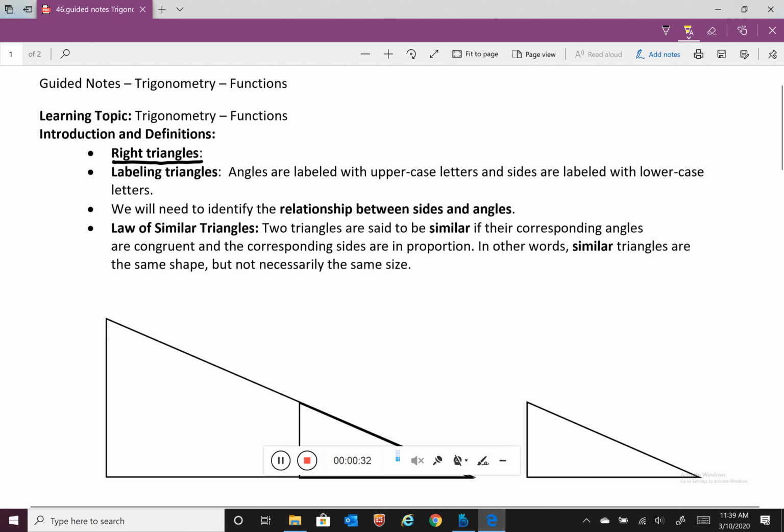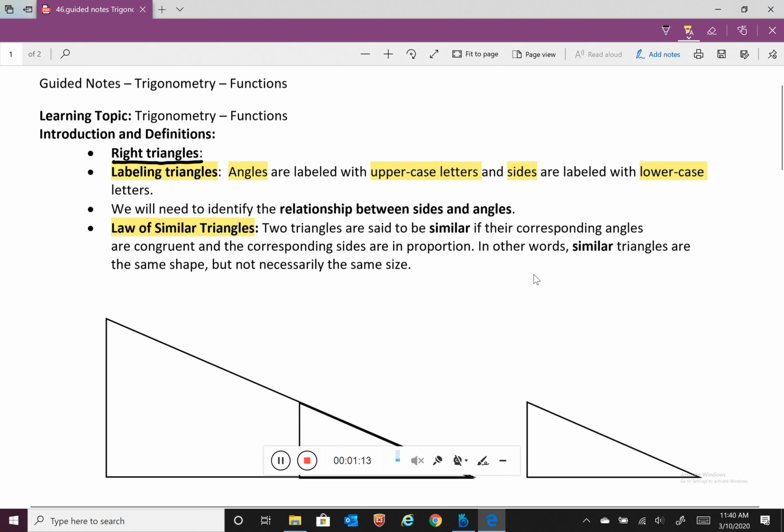We will also be very consistent with how we're labeling our triangles. So for labeling our triangles, our angles will always be labeled with uppercase letters, and our corresponding sides will be labeled with lowercase letters. We are going to be identifying the relationships between our sides and angles, and we will do so by first establishing the law of similar triangles.